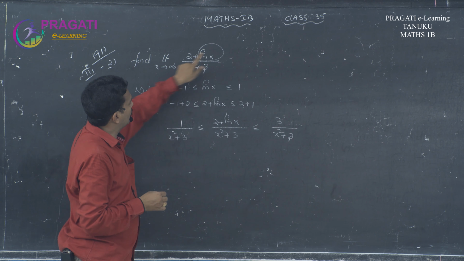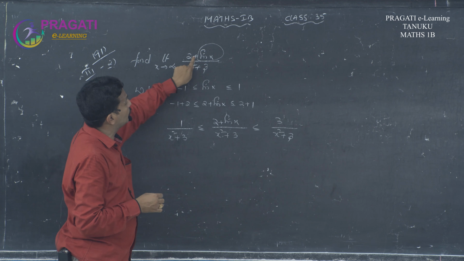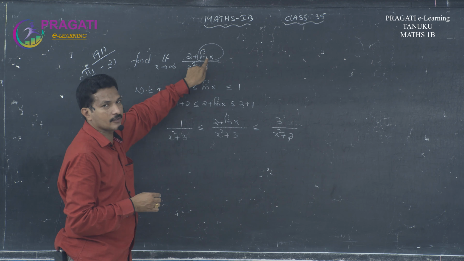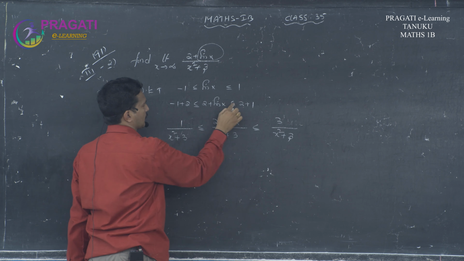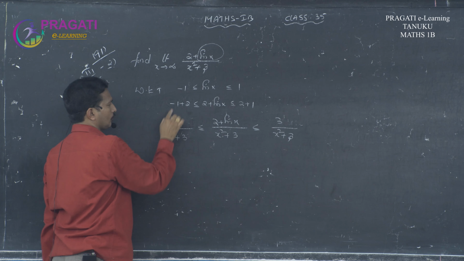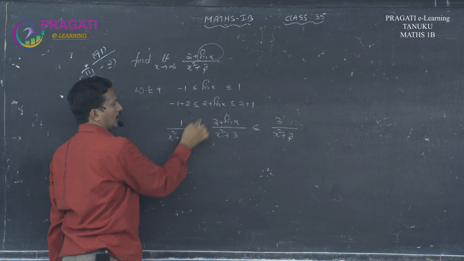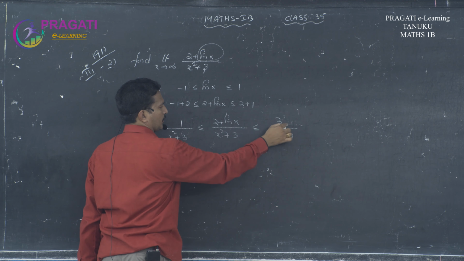Here in the problem, what is the numerator? The numerator is 2 plus sin x. So here, adding 2 to all the terms, the inequality will not change. Minus 1 plus 2 less than or equal to 2 plus sin x less than or equal to 2 plus 1. Minus 1 plus 2 means 1 less than or equal to 2 plus sin x less than or equal to 2 plus 1 means 3.